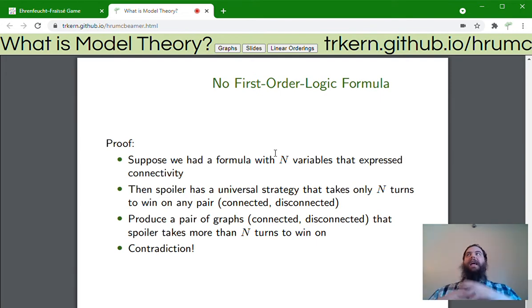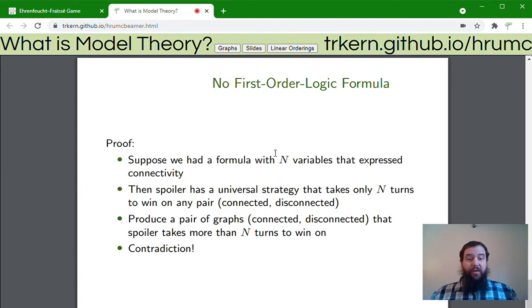And again, n might be really large, but these graphs might also be really large. So Spoiler might have a strategy that takes 100 turns because there's a formula with 100 variables in it that expresses connectivity, and it's this really gross formula, and it's hard to prove that it even works. But Spoiler would then have a universal strategy that only takes 100 turns to win on any pair of graphs where one is connected and one is disconnected, even if those graphs had like millions of vertices.